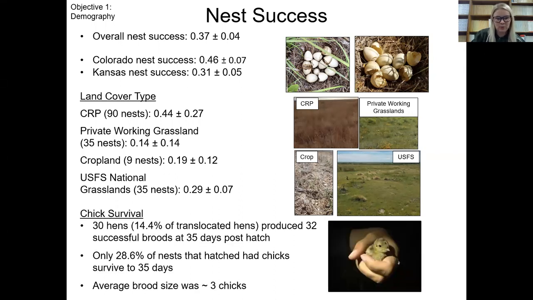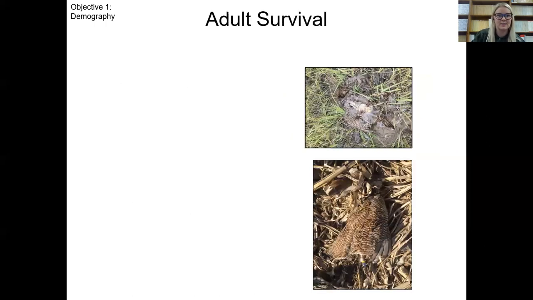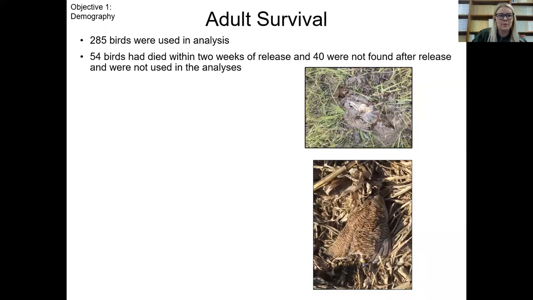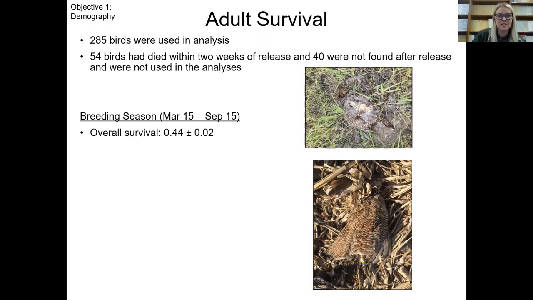Real quick with chick survival, we had 30 hens, so that's 14.4% of the total translocated hens, produce 32 successful broods at 35 days post-hatch. Only 28.6% of nests that hatched had chicks that survived to 35 days, and the average brood size was about 3 chicks. For adult survival, we had 54 birds that died within 2 weeks of the release, and 40 were not found after release, and so those birds were not used in the general analysis. For the breeding season, from March 15th to September 15th, the overall survival is 44%.